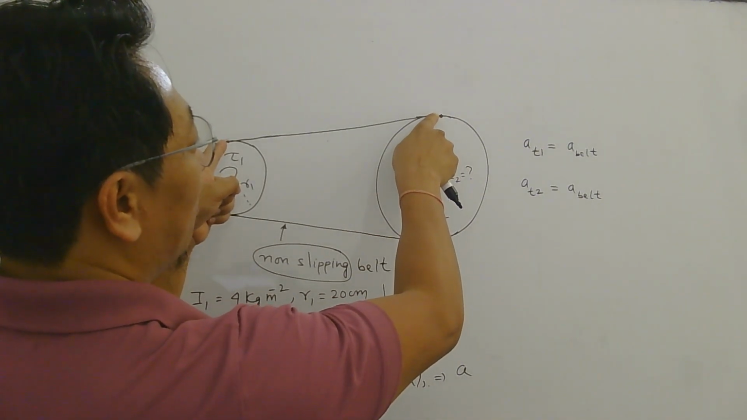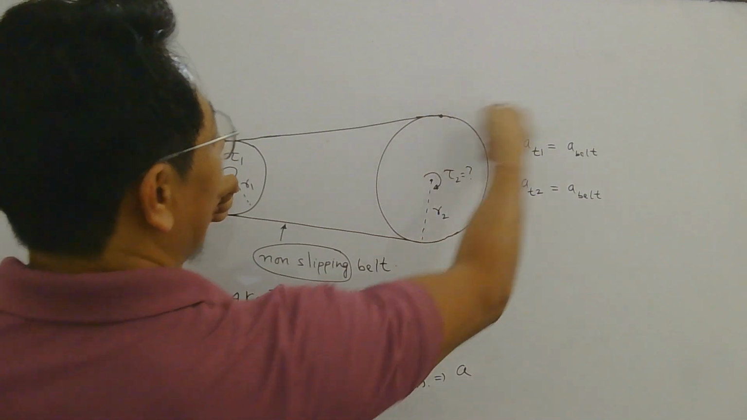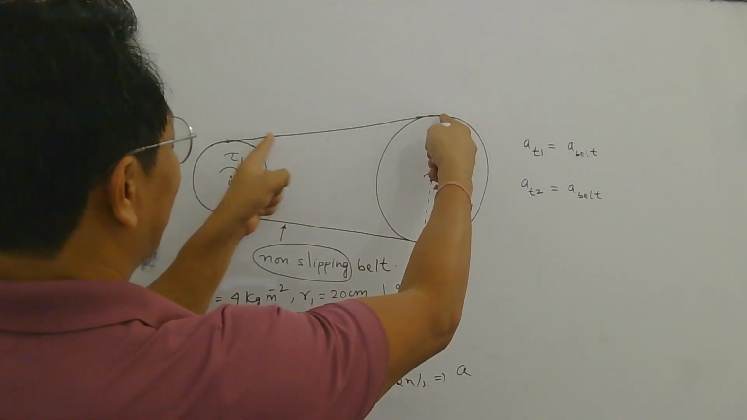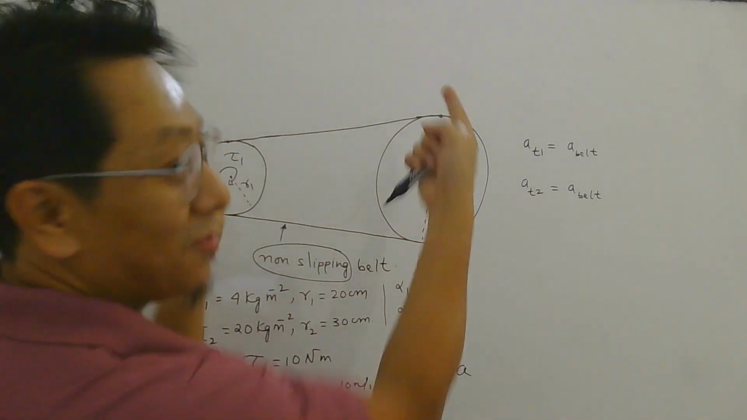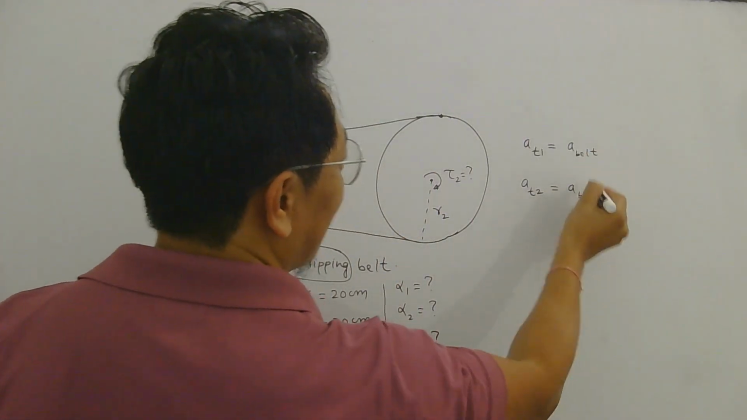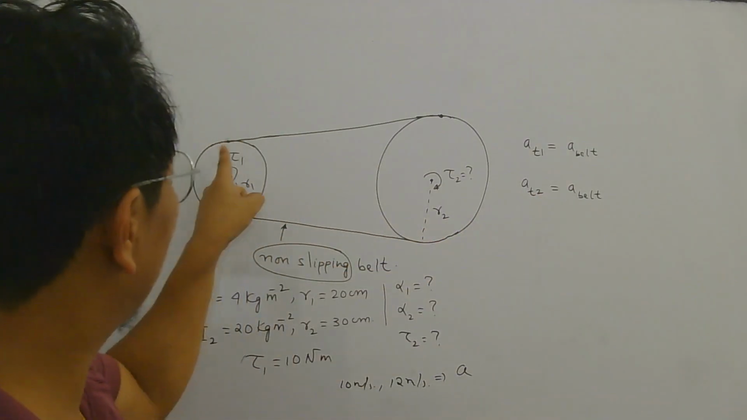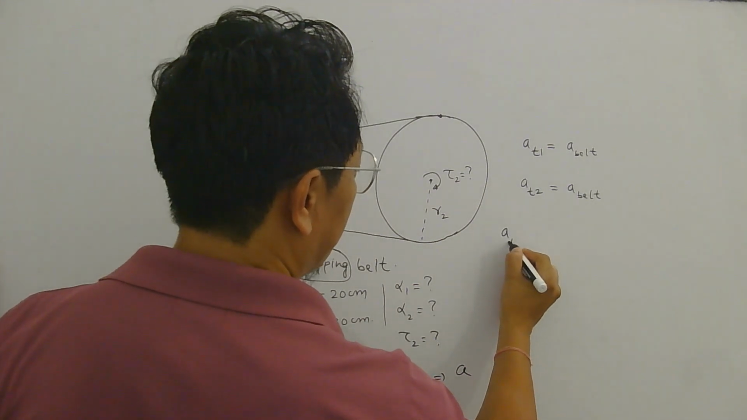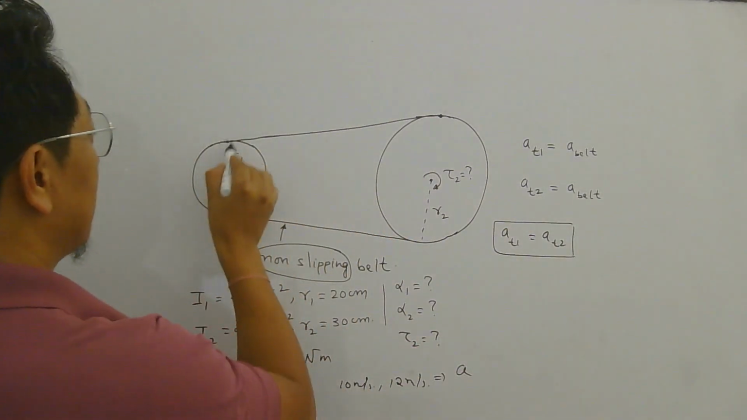If this point of the belt has more acceleration than this point, this length will increase, right? And if this point of the belt has more acceleration than this point, this length will decrease. But this length is fixed. So the acceleration of the belt here and here should be the same. That's why I have used the same symbol for acceleration of the belt here and here. So therefore, the tangential acceleration of the first disc and second disc must be the same at this point.